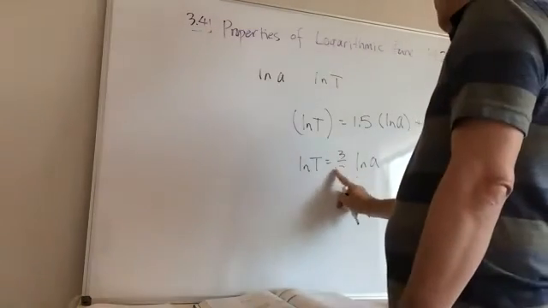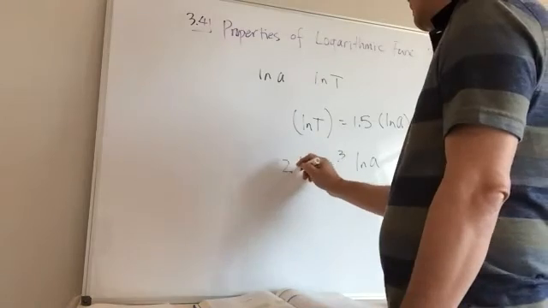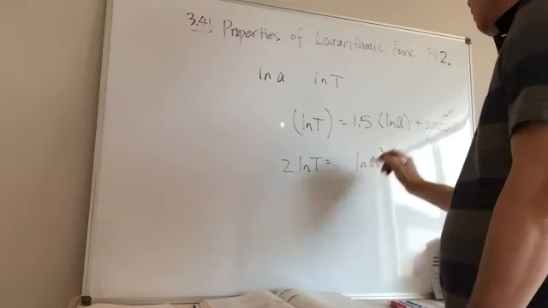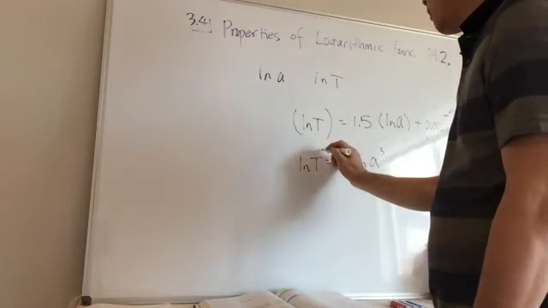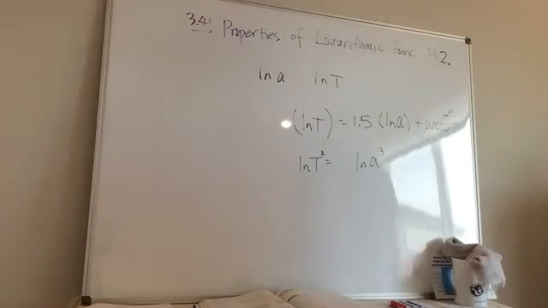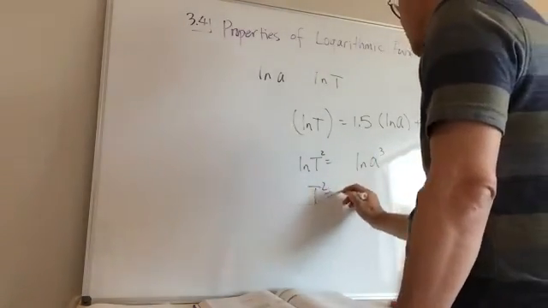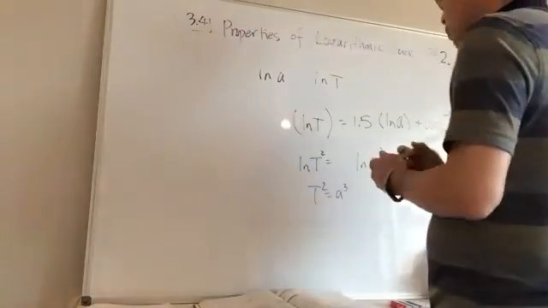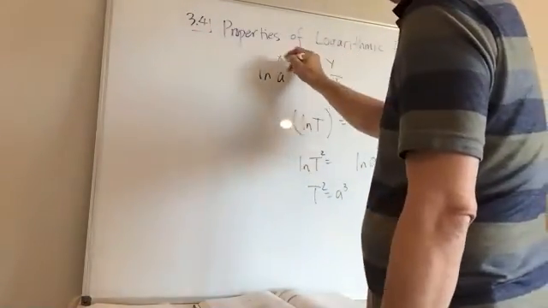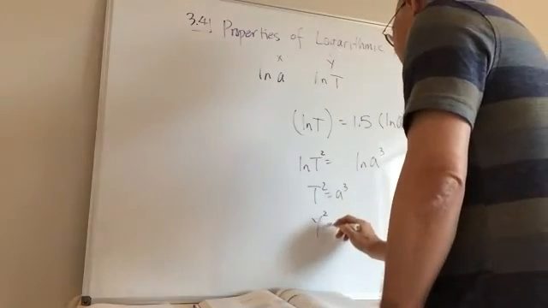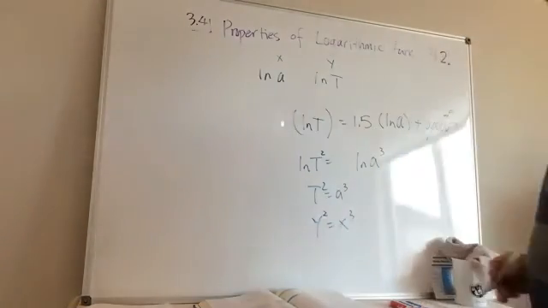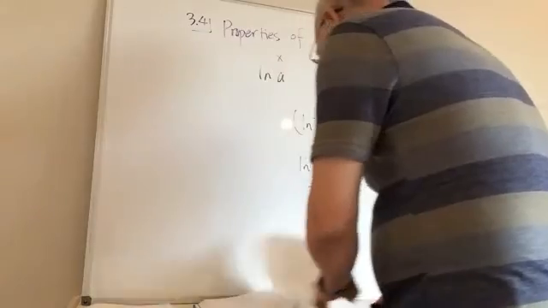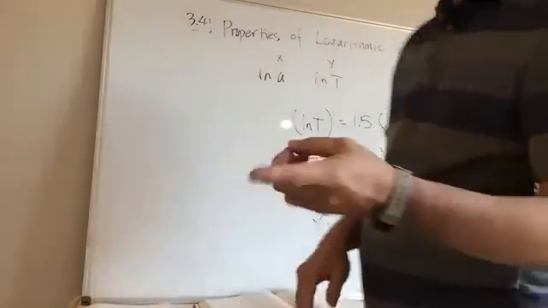Well, if I multiply the 2 over here, I get this. So now I can take the 3 and put it back over here, and I can take this 2 and put it up here. So I can basically say that T squared is equal to A to the third. This is the relationship you're going to find. In other words, T was the original y, and A was the x. So that would be how you would re-express it. That would be one way to do it.